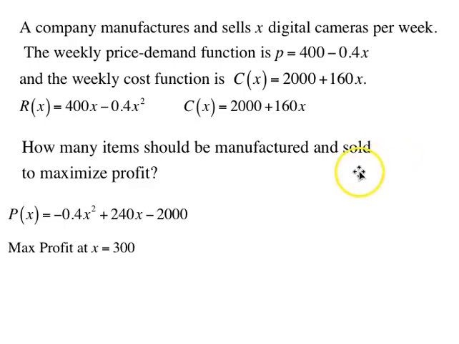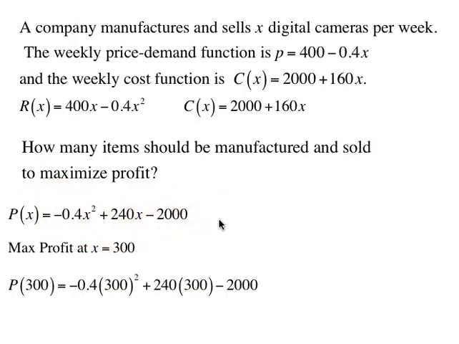So there's our profit function. We know we're going to have a maximum profit at x equals 300. Let's plug 300 in. So P of 300, negative 0.4 times 300 squared plus 240 times 300 minus 2,000. Maximum profit of $34,000 when x is 300 units.